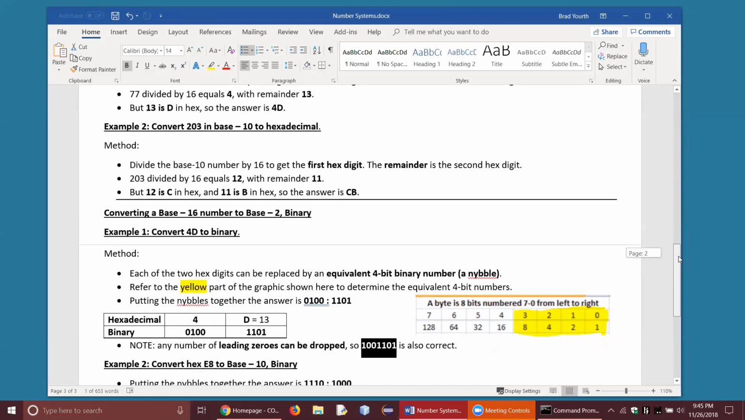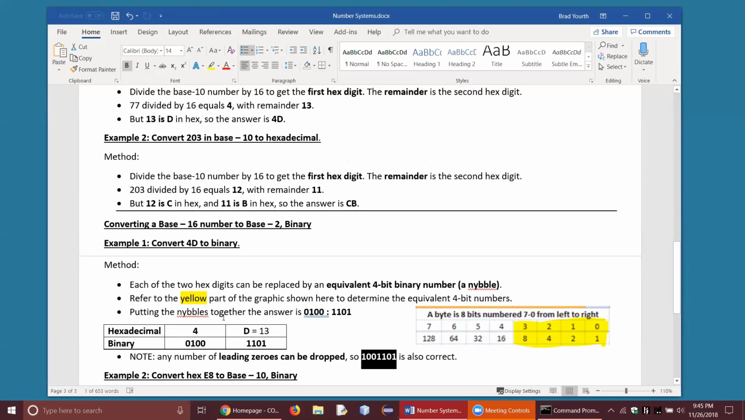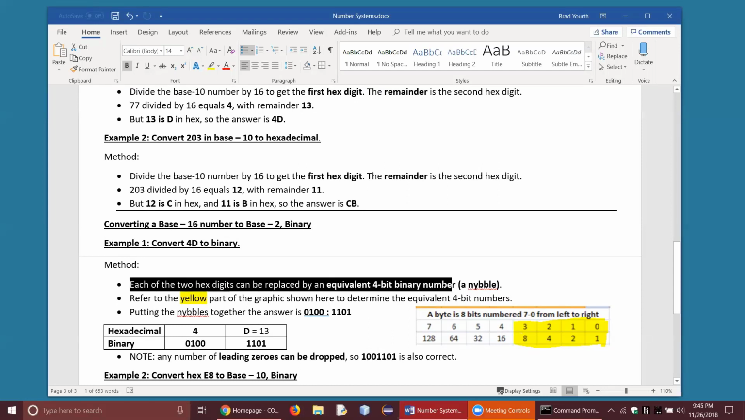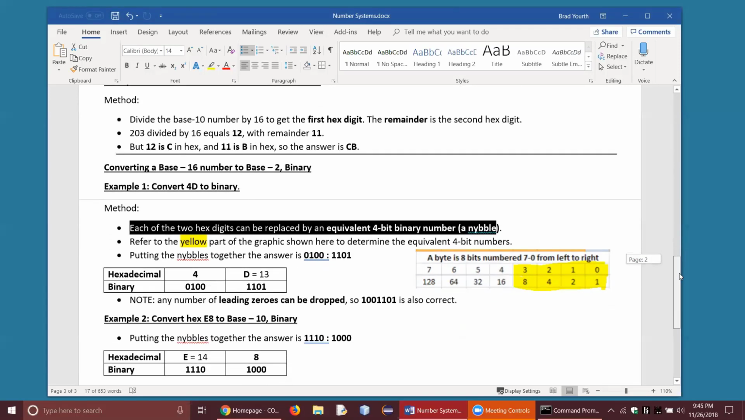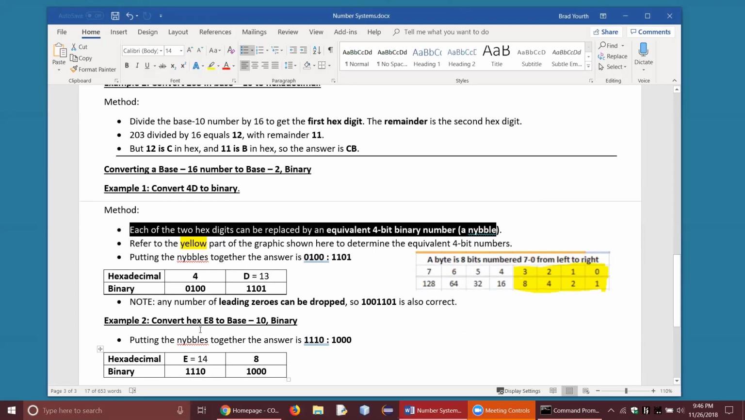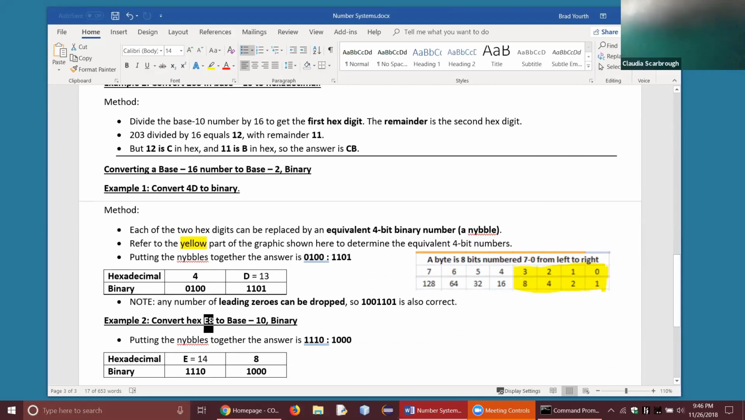Thank you. Okay, so the key is right here. Each hex digit can be replaced with a 4-bit binary number. So let's do another one. E8. I'm going to convert E8 to base 2. Once again, I've got to fix that mistake. E8 to base 2 binary.